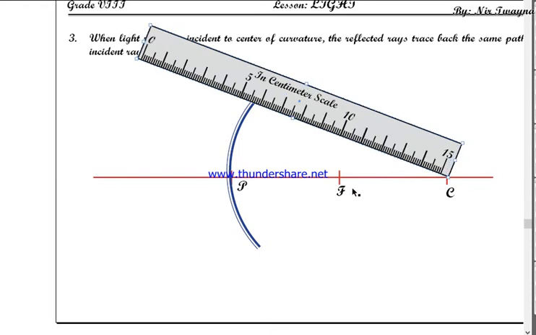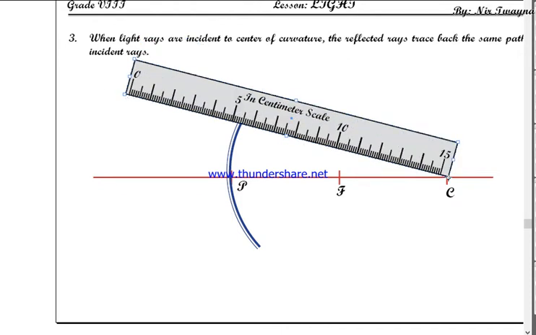Sir, C is the female gender of he. Is that right? Okay, maybe that is right in English literature, but here in science, C means center of curvature.